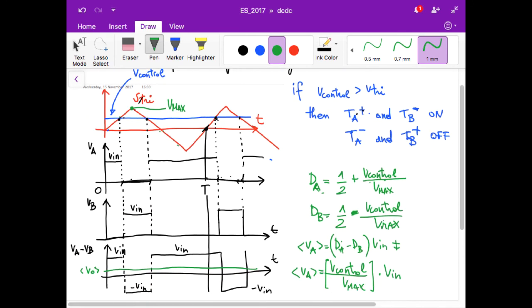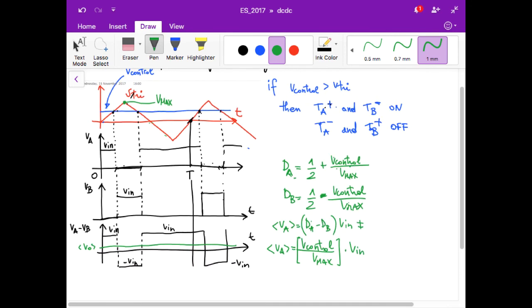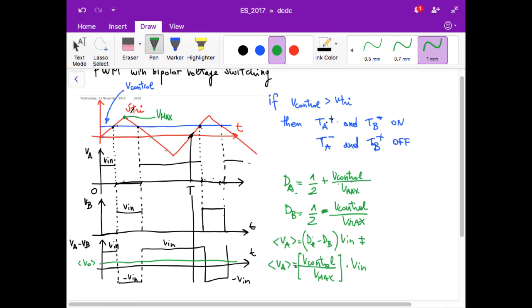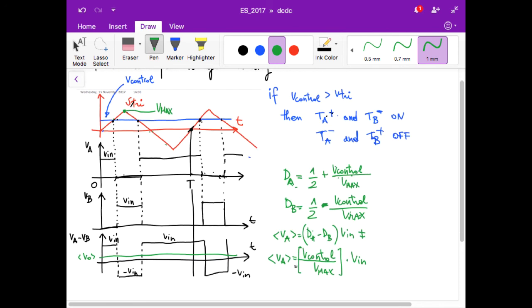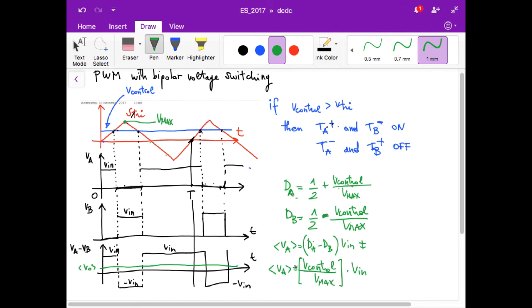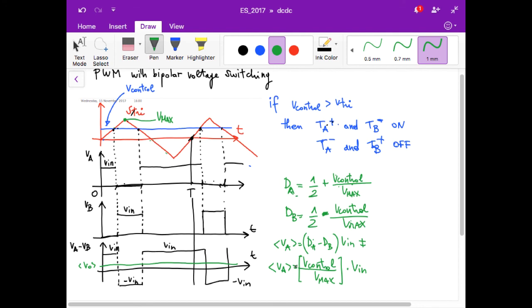This is just one possibility for obtaining this voltage. Of course, there are also other possibilities. Maybe it's not that important because the principle does not change.